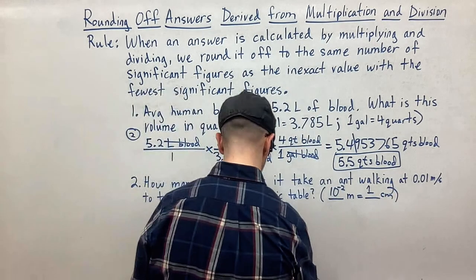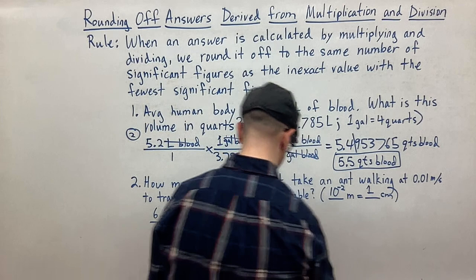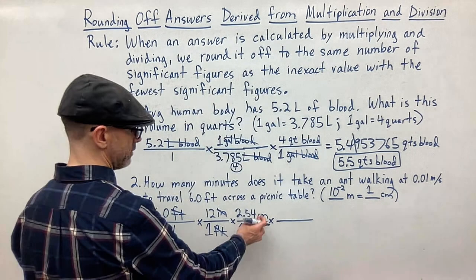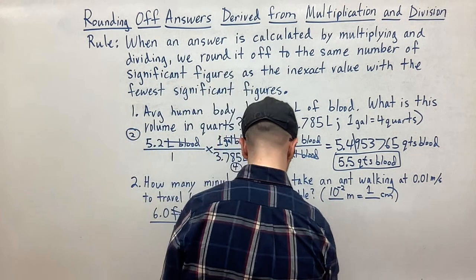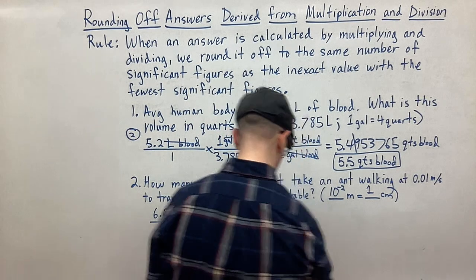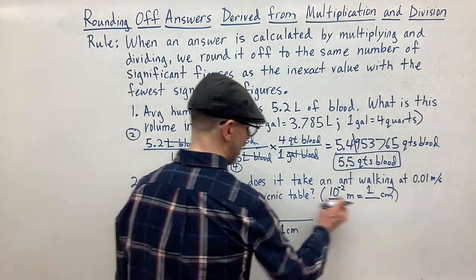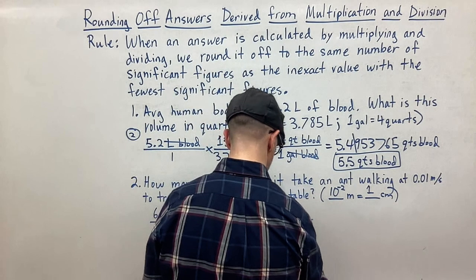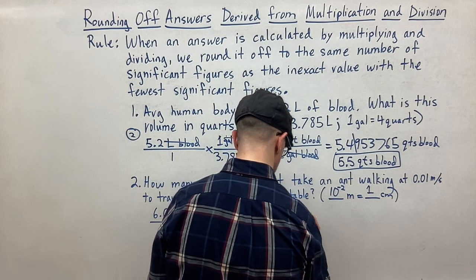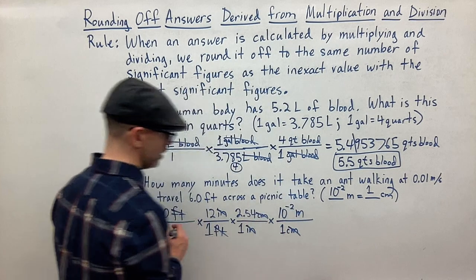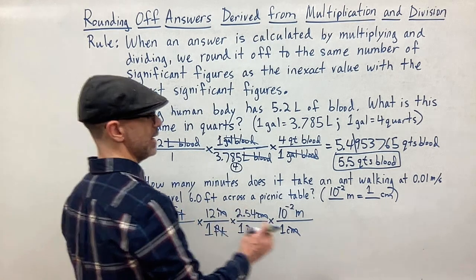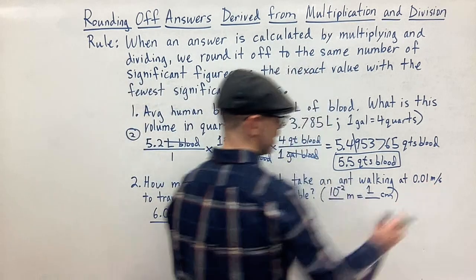So now I'm going to do my next step. Since I have centimeters on top, I'm going to put centimeters on the bottom. So 1 centimeter on the bottom, and I have 10 to the negative 2 meters on top. So centimeters cancels out. Now I have meters. Now I can use this as a conversion factor.